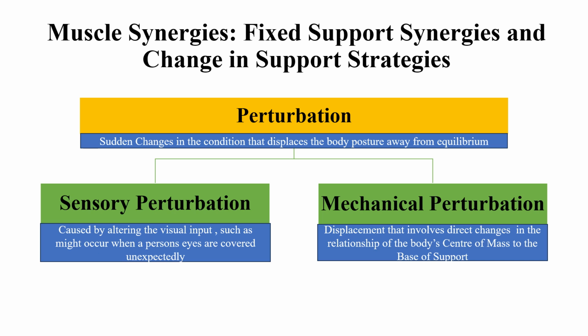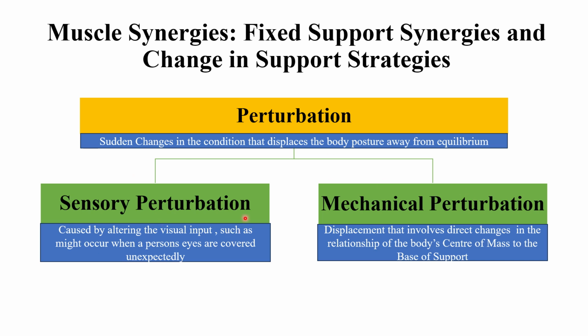The next important factor that defines the posture is muscle synergy. But before we dive into details of muscle synergies, let us understand what are perturbation and its types. So perturbation refers to sudden changes in the condition that displaces the body's posture away from equilibrium. So there are two types of perturbations, which are sensory perturbations and mechanical perturbations.